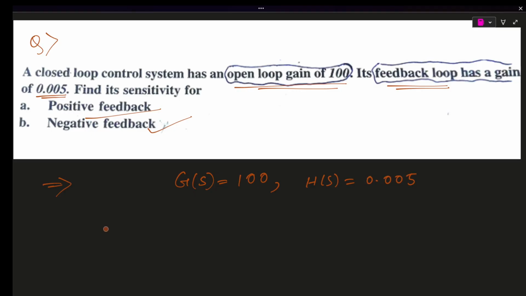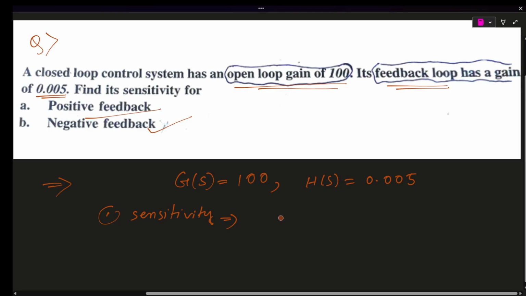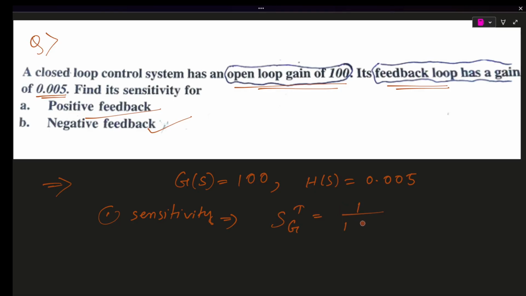At first we have to find out its sensitivity. So what is sensitivity? The formula of sensitivity is S G of T equals 1 by 1 plus GH. Here T denotes the system and G denotes the open loop gain. This one is our formula for sensitivity.